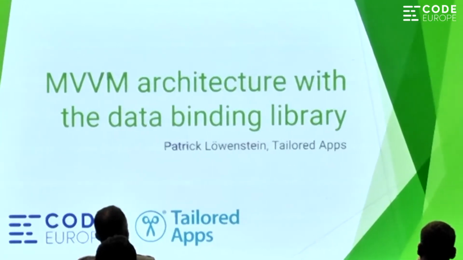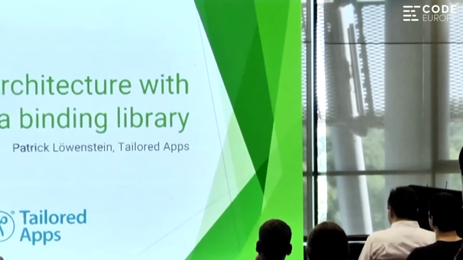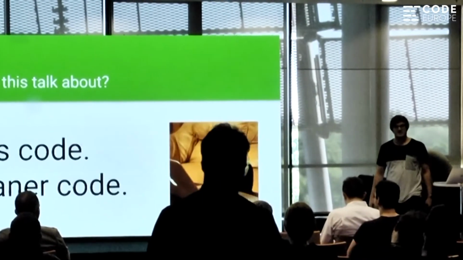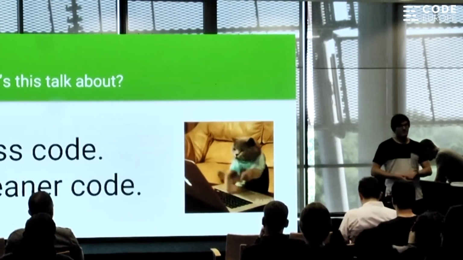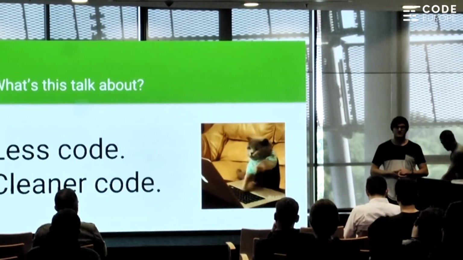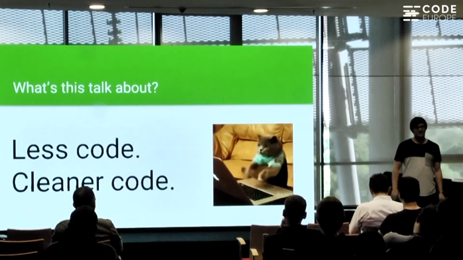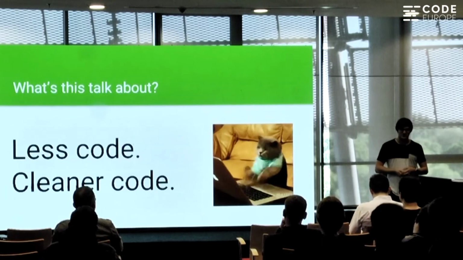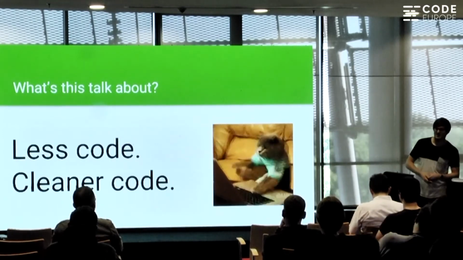So today I'm going to talk about Model-View-ViewModel architecture with the data binding library. What I want to show you with this talk is that by using data binding, you need to write less code. And by having the separation of the business logic and presentation logic layers with the Model-View-ViewModel library, you write cleaner code. So first I'll talk about data binding a bit and give you an introduction of how to use it. And then we'll talk about how we can set up the whole MVVM architecture.